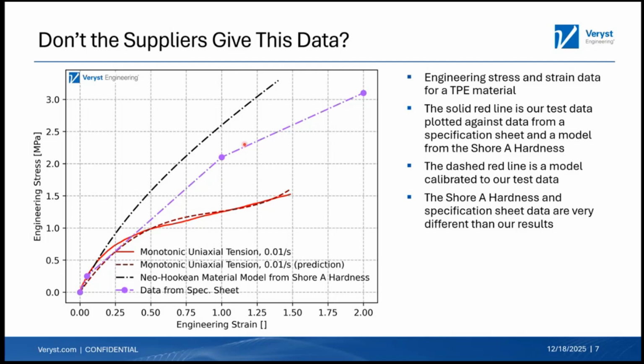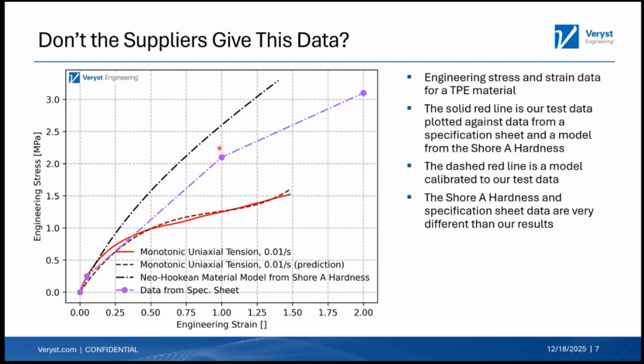So I can get those 3 purple points, and that's what I get from the manufacturer supplier. If I just take that Shore A hardness, I can come up with a neo-Hookean material model to match that slope. And that's already different from my purple by maybe 20% or so, say, at this point at 100% engineering strain. So I'm off a little bit there already from what they gave me.